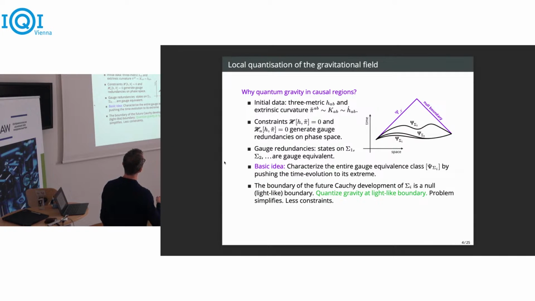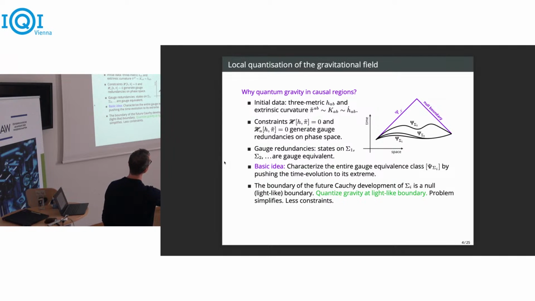So instead of trying to impose or solve at the quantum level these constraints, that is the Wheeler-DeWitt equation, we can take a different viewpoint where we characterize this gauge equivalence class of initial data, so different configurations of extrinsic curvature and 3-metric that satisfy the constraints, but different such solutions are gauge equivalent. How do we characterize this complicated gauge equivalence class?